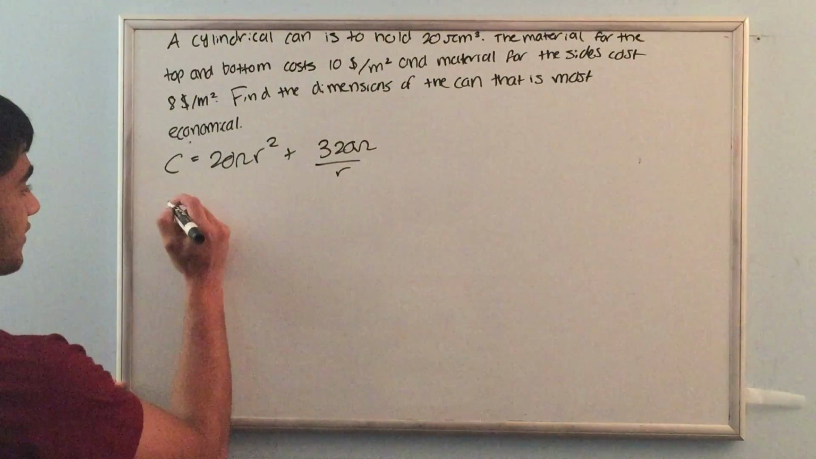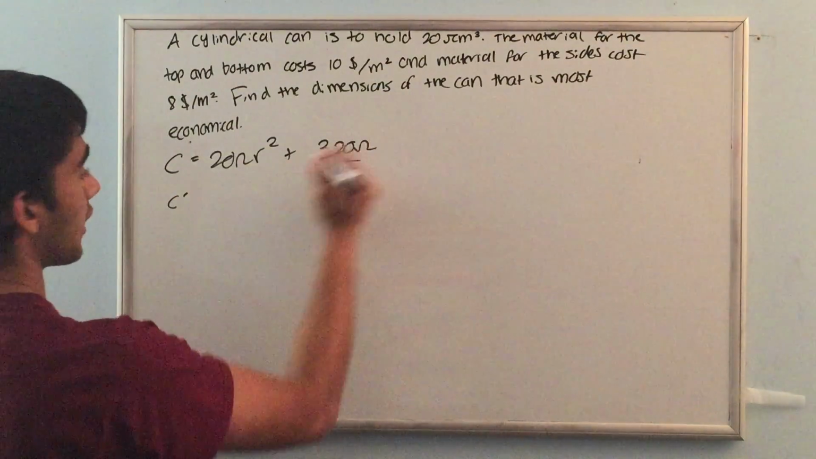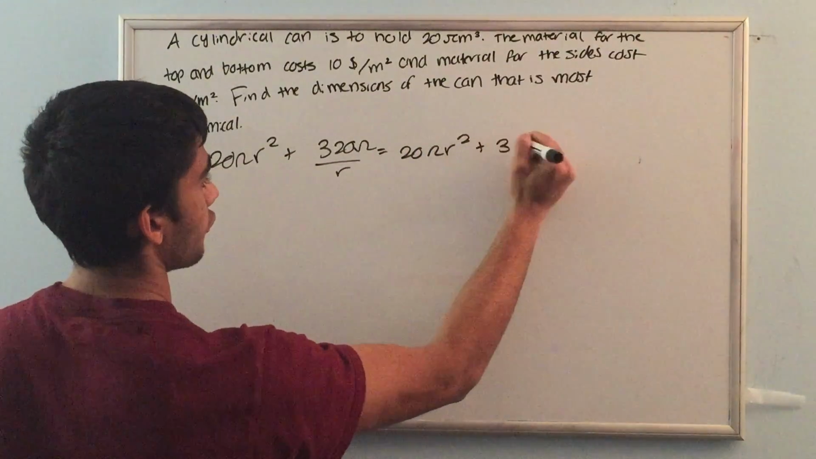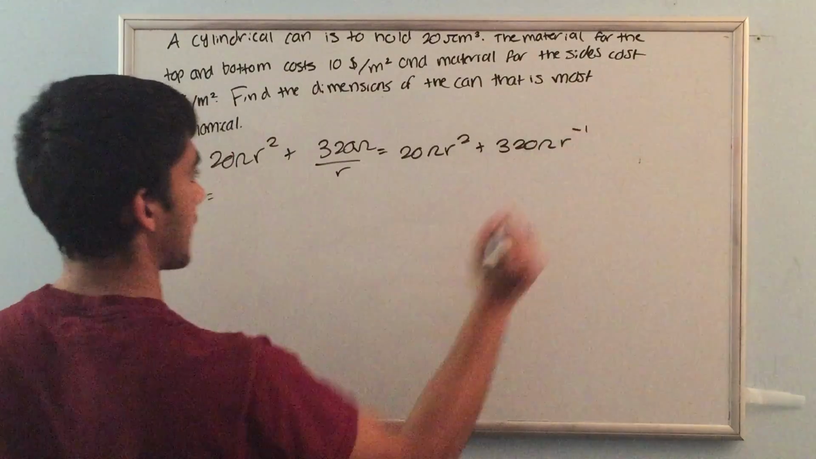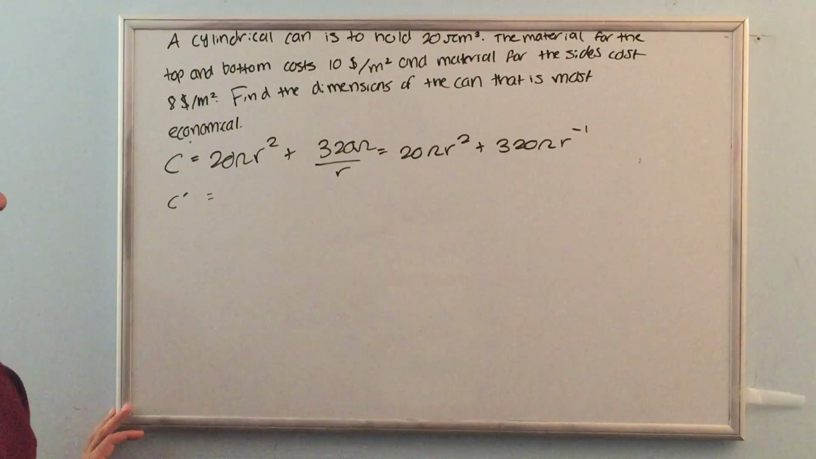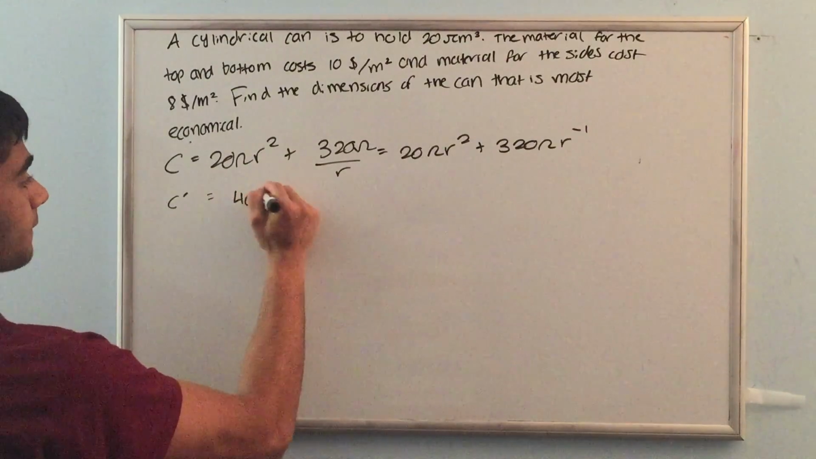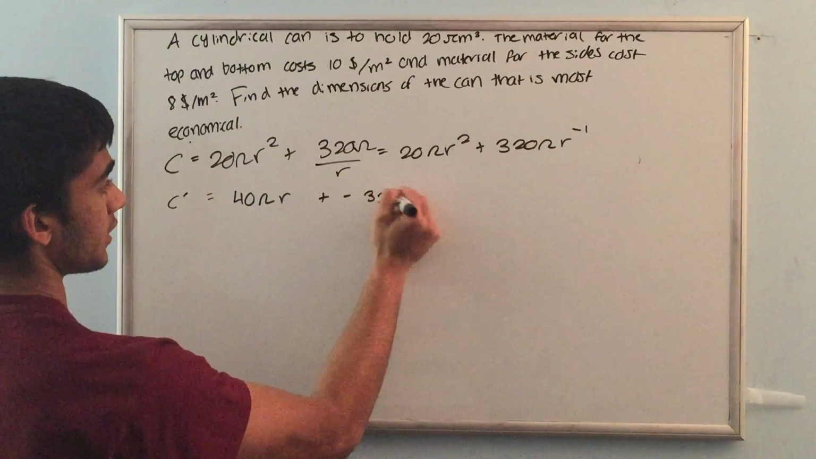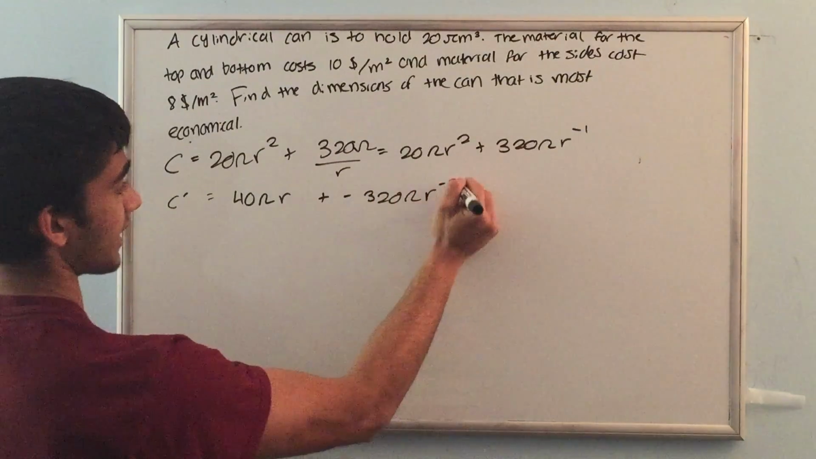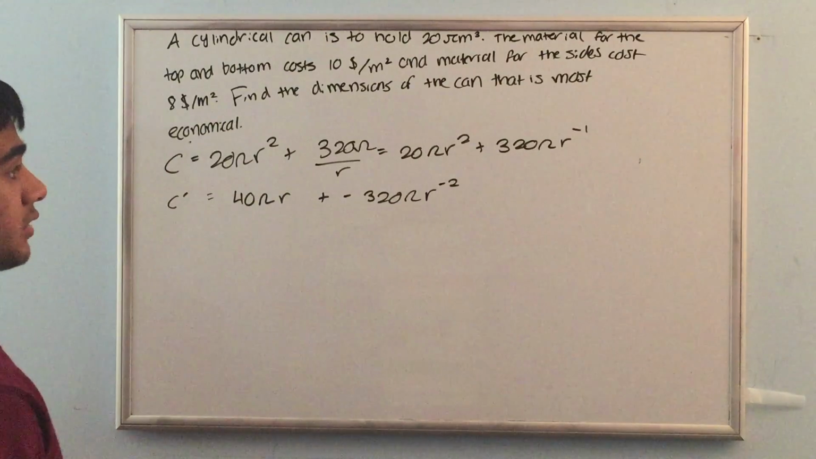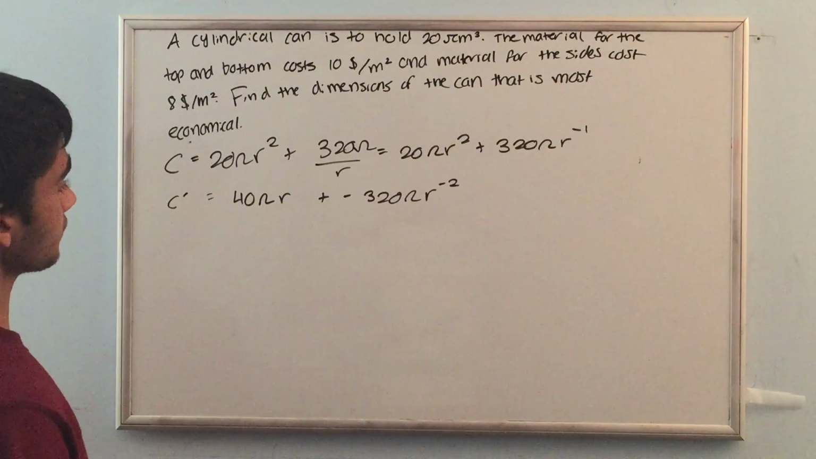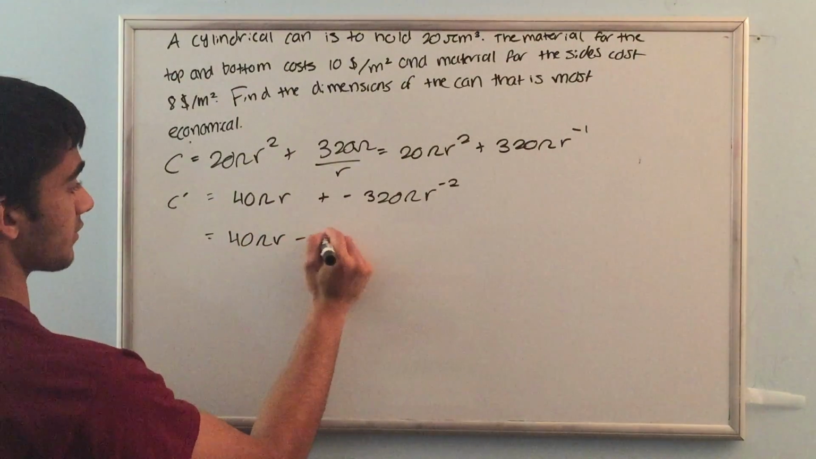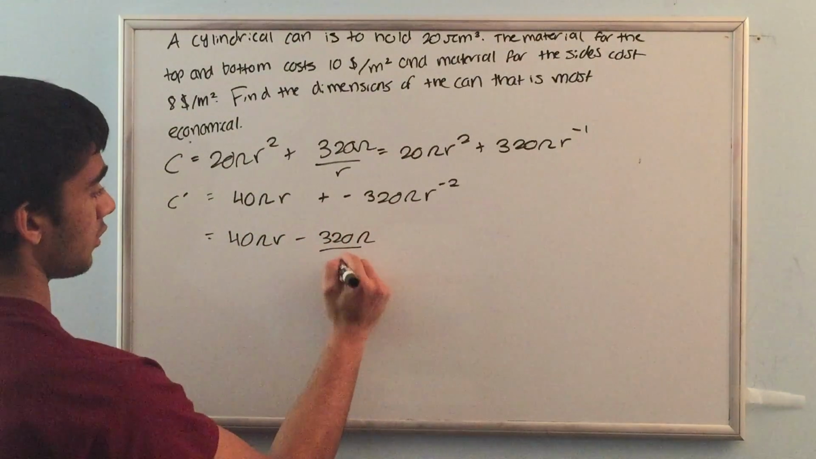So in this case, we need to find c prime. I'm going to rewrite this as 20 pi r squared plus 320 pi r to the negative first power, so we can use the power rule. The derivative of this would bring down the 2, so that would give us 40 pi r plus, bring down the negative 1, negative 320 pi r to the negative second power, right? We're subtracting 1 from the exponent. Now, if we simplify this, we get 40 pi r minus 320 pi over r squared.